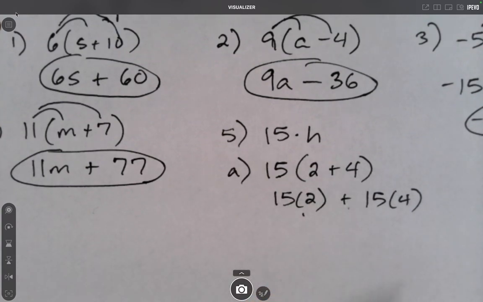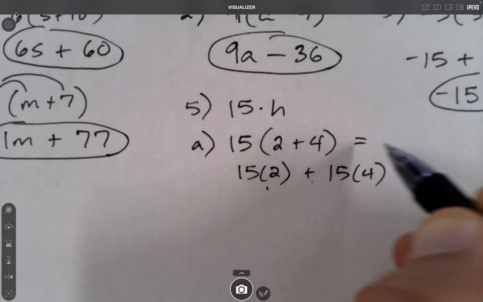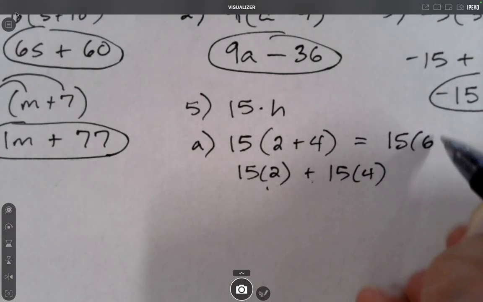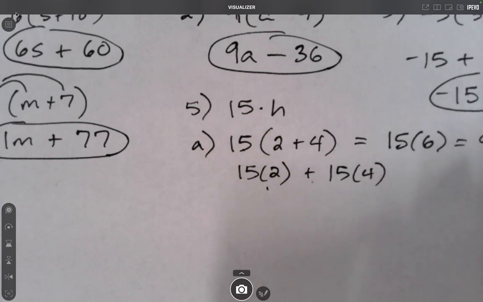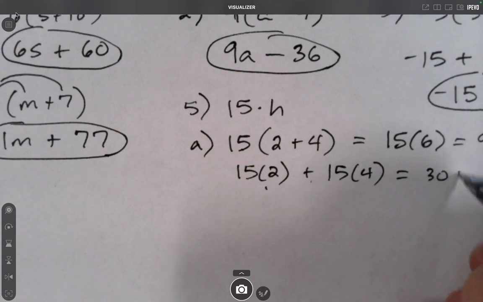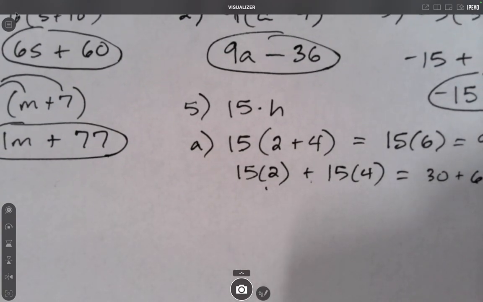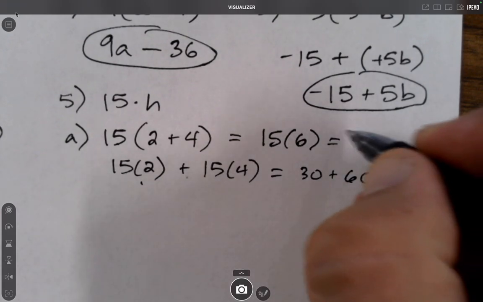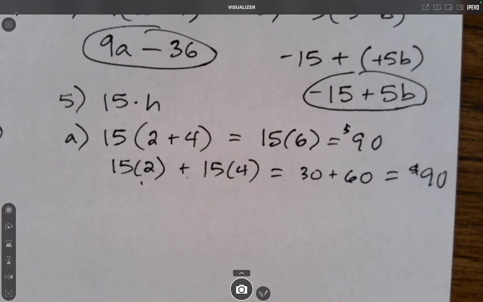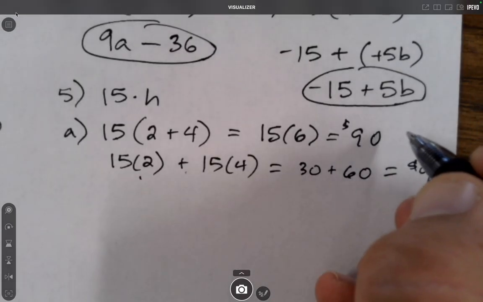Then it says find the total cost. So you can use either of these to solve that. You could say that's 15 times 6, which is 90. We could say 15 times 2 is 30. 15 times 4 is 60. And 30 plus 60 is 90. Sorry, I cut off there. But either way, the total cost, that's the answer to part B, is $90.